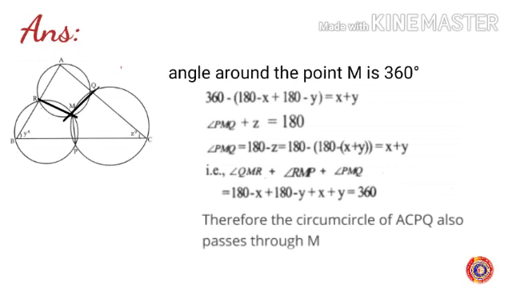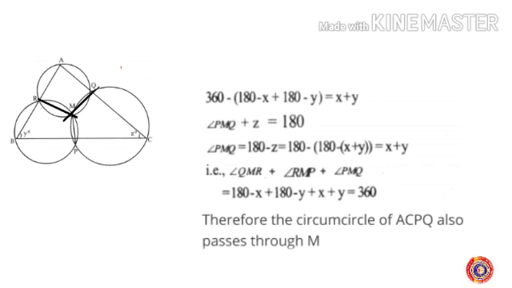So we know that angle PMQ plus angle Z equal to 180 degree. So angle PMQ is equal to 180 minus Z. 180 minus Z is equal to 180 minus (X plus Y). So we can write 180 minus X, 180 minus of (X plus Y). 180 and 180 are cancelled. We get X plus Y. So angle PMQ is equal to X plus Y.